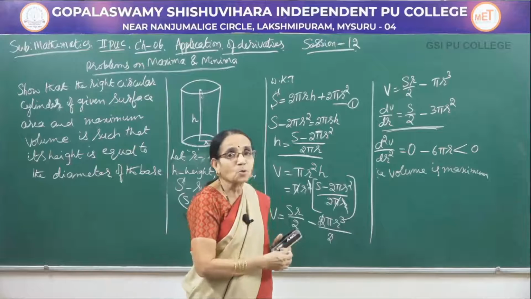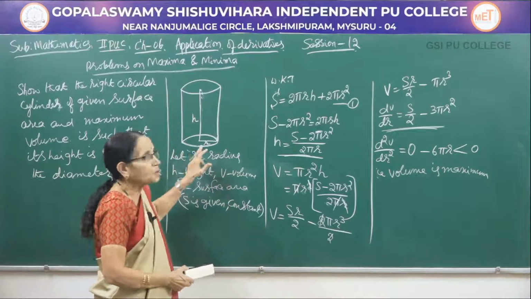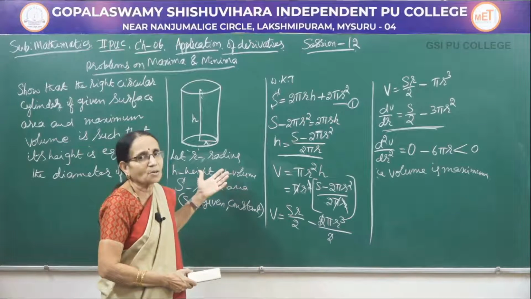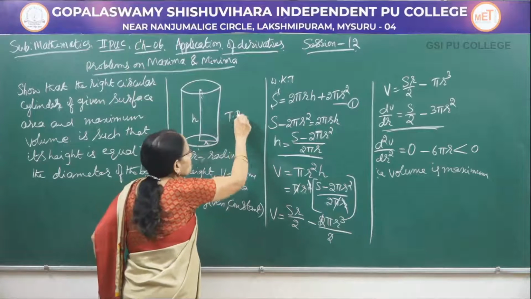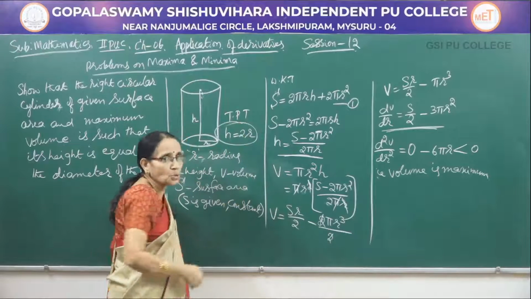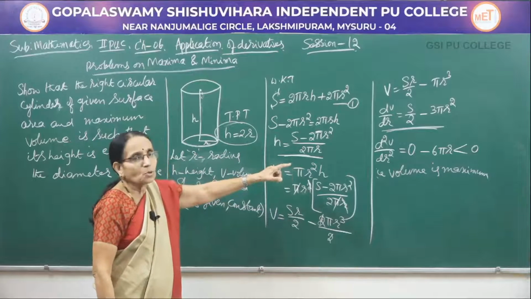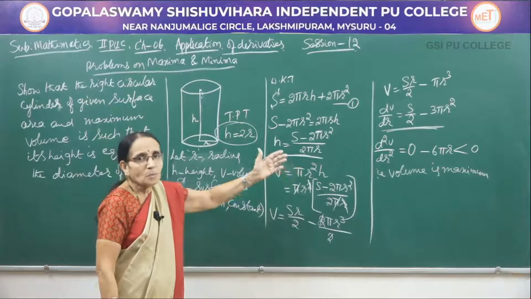But what is it that we have to prove ultimately? We have to show that the height is equal to the diameter, or diameter is twice the radius. So, our aim is to prove that h is equal to 2r. This is what we have to prove now. Therefore, we have seen that the second derivative is used only to confirm whether it is attaining a maximum value or a minimum value.